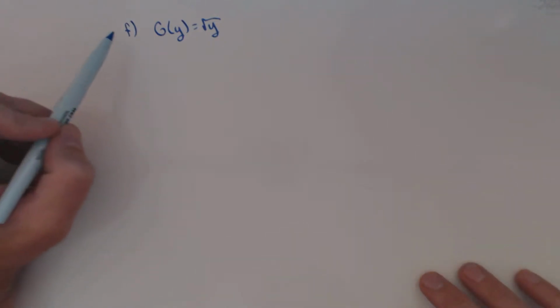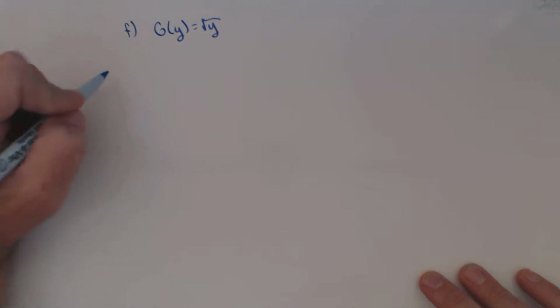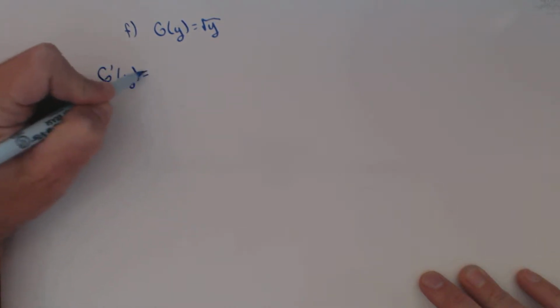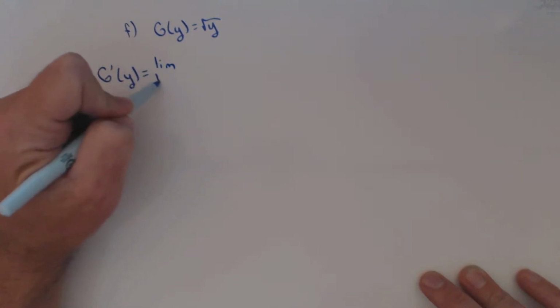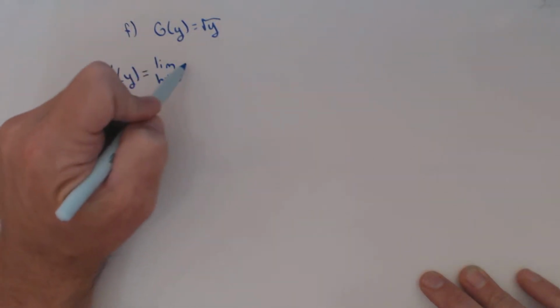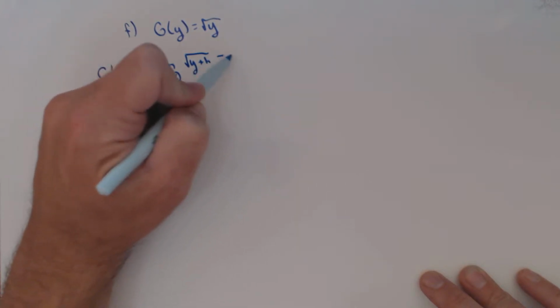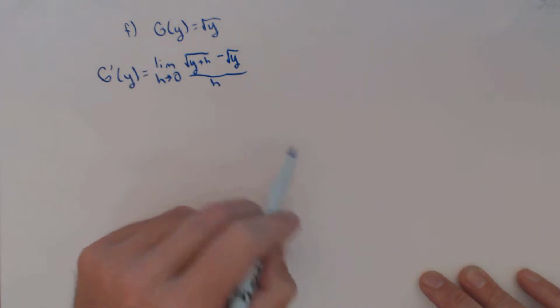Here we have activity 1.11, part F. The function is g of y equals square root of y. So, first thing we want to do is set up our difference quotient, which we've seen before, so I'm not going to go through that part. I'm just going to go ahead straight to setting it up. Limit as h approaches 0, square root of y plus h minus square root of y all over h.